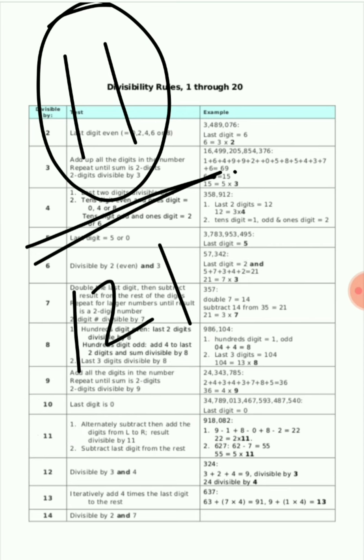As with 7, we do the operation. Here the operation is, we truncate the last digit of the given number and subtract it from the remaining number. Subtract 1 from 12, we get 11. If this result is a multiple of 11, then the given number is divisible by 11. Let's take another example.